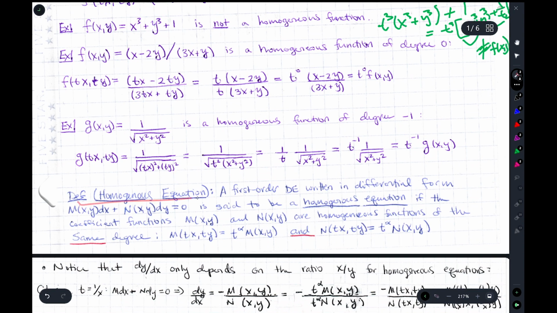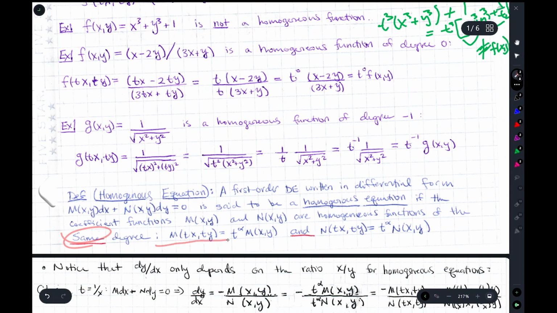So another definition here. So we talked about what a homogeneous function is. What's a homogeneous equation? A first-order differential equation written in differential form that we see here is said to be a homogeneous equation if the coefficient functions M and N are homogeneous functions of the same degree. And notice here, like I emphasized, they have to be the same degree.